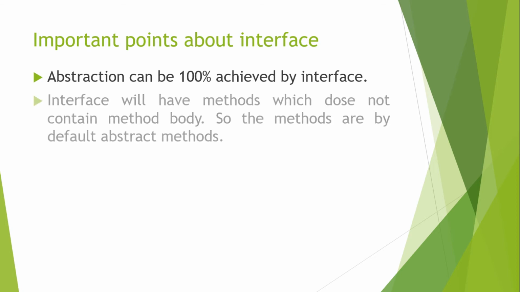Next, interface will have methods which do not contain a method body, so the methods are by default abstract methods. As I already said, interface can have only abstract methods. That's why we don't have to use the abstract keyword to declare a method inside interface, because they are by default abstract. So you don't have to write the abstract keyword before the method signature.